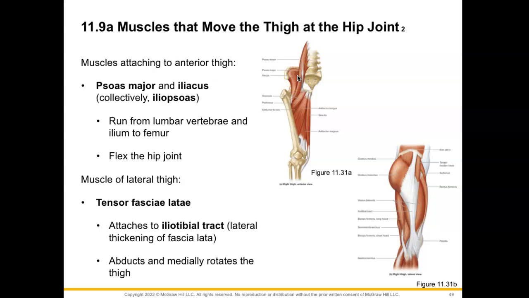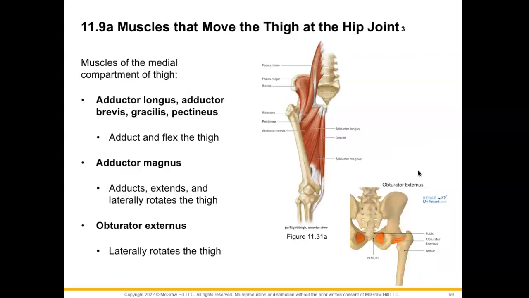And our muscles on our lateral thigh, which you can see pictured in this lateral view here, you will see the tensor fascia lata. This is attaching to this iliotibial tract, or IT band as it's known, which is a lateral thickening of the fascia lata. And this muscle is going to abduct and medially rotate the thigh.